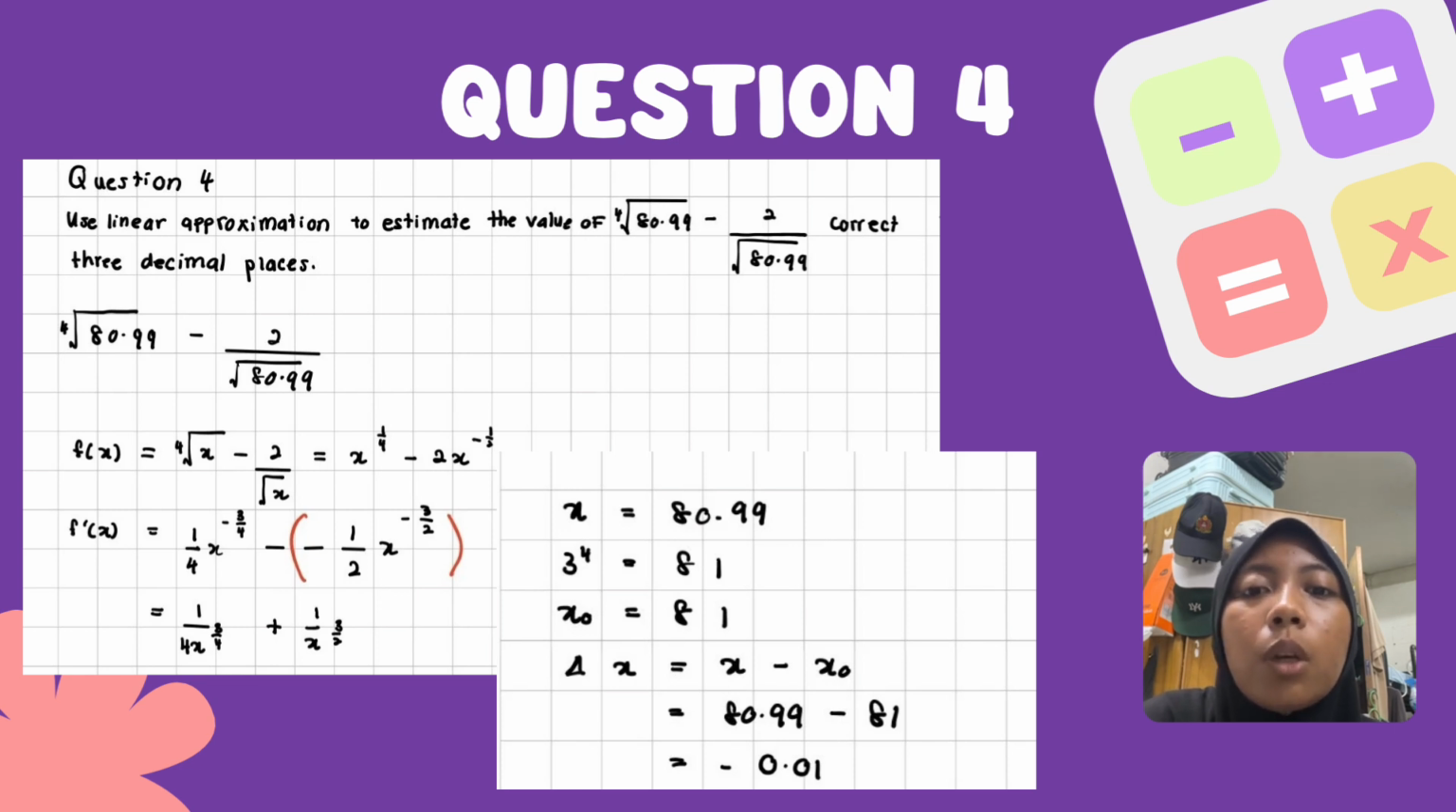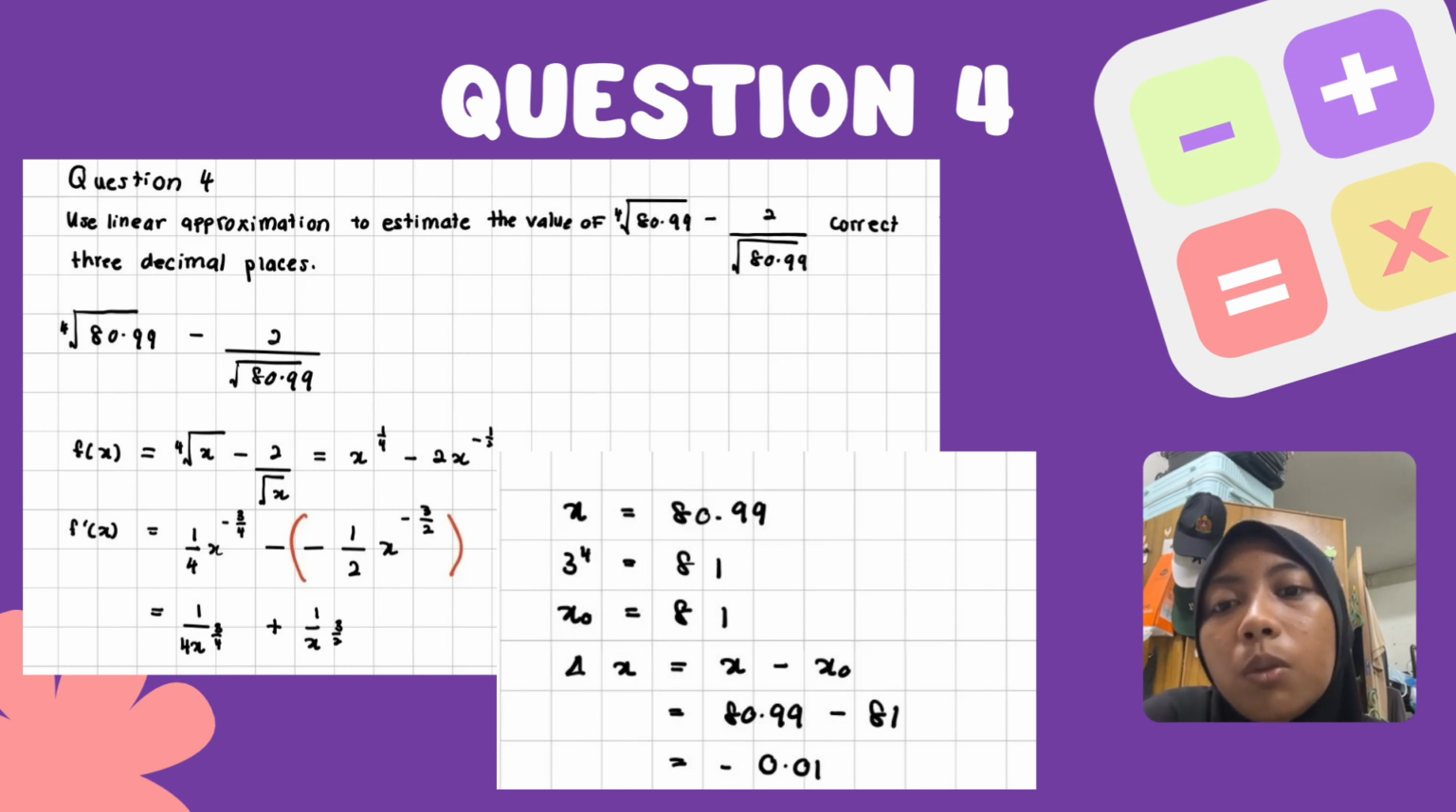Now, we need to choose our target point x and a nearby nice point x0, where the values are easy to calculate without a calculator. Our target x is 80.99. The perfect number close to this is 81, because 81 is a perfect fourth power, since 3 to the power of 4 is equal to 81. So we set x0 equal to 81.